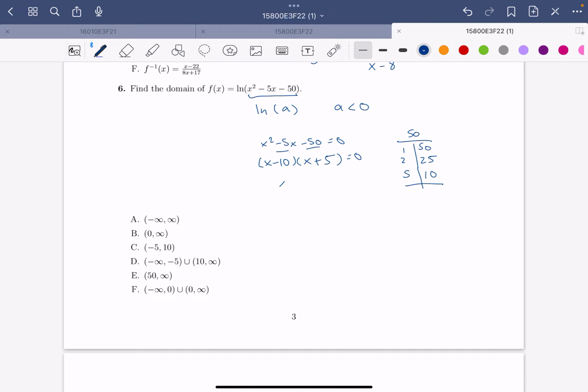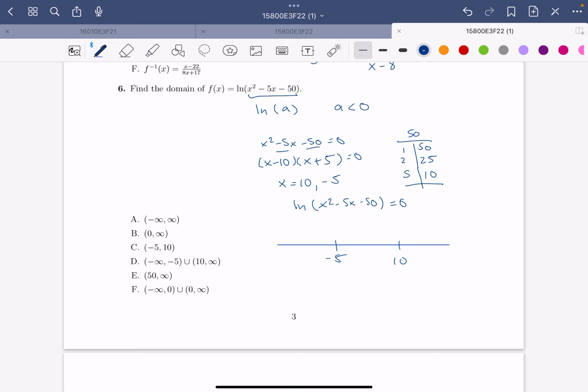When we solve for x, we get x equals 10 and x equals negative 5. Now, these are the two values where natural log of x squared minus 5x minus 50 is equal to 0. But that doesn't really tell us much about the domain. So let's go ahead and draw a number line to help with this. I'm going to put my points negative 5 and 10 here.